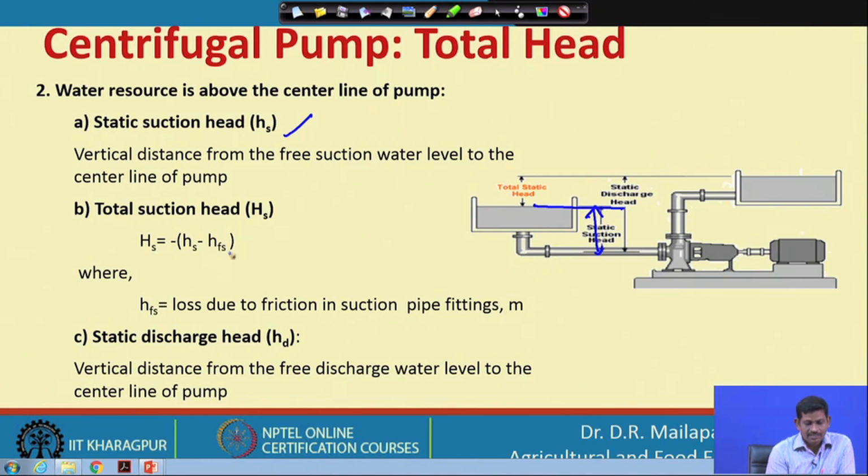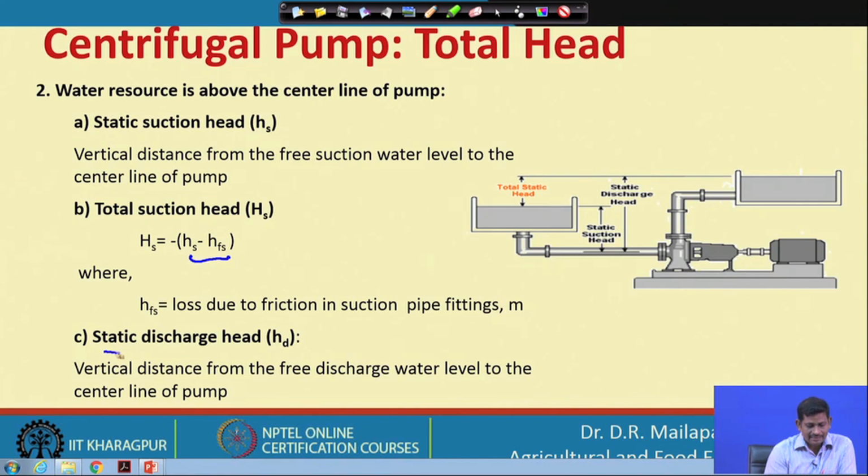So, Hs minus Hfs, this is friction head loss, but it is negative, because we are not going to use any energy to pump, since it is due to gravity anyway. So, gravity is helping us. So, basically the head is negative here, right. That is why it is a negative head, the difference of suction head minus friction head.